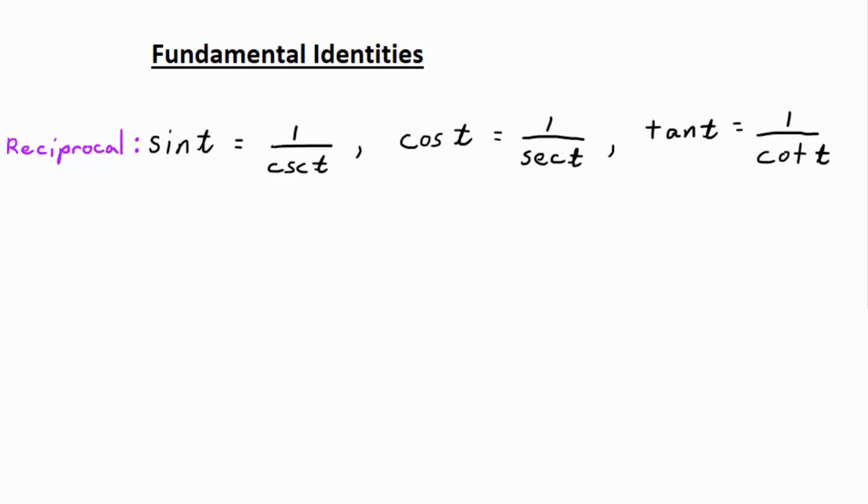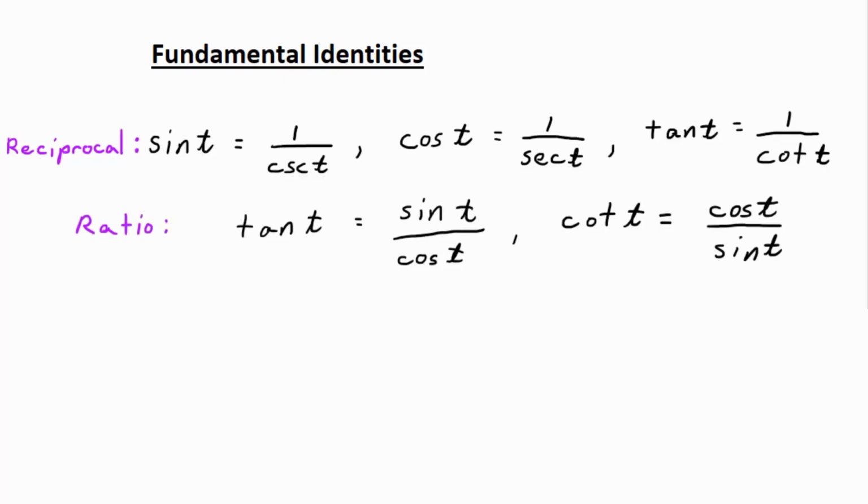Then there's ones called, you don't need to know that it's called the ratio identity. You just need to know the identity. The tangent of t turns out to be sine of t over cosine of t. Is that obvious?